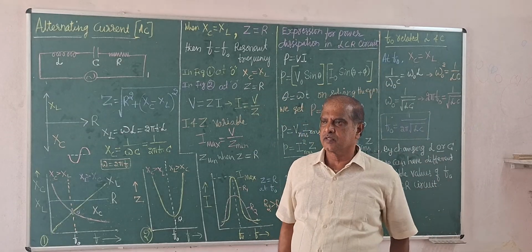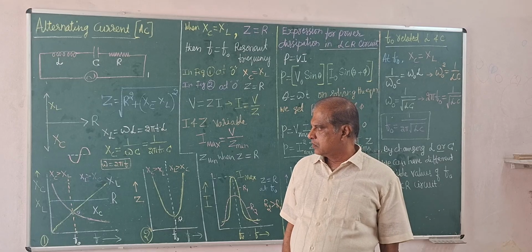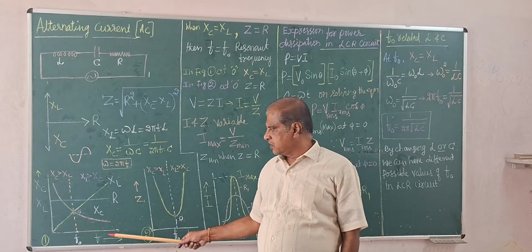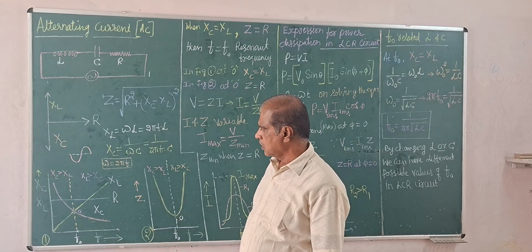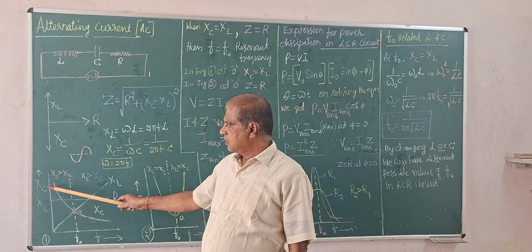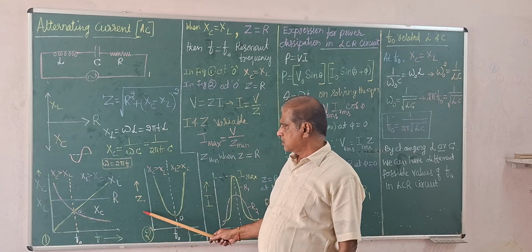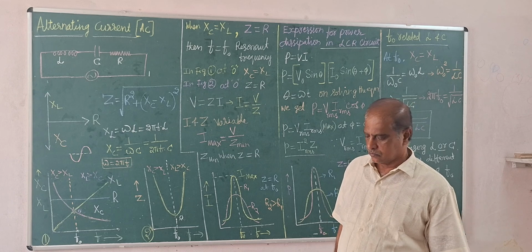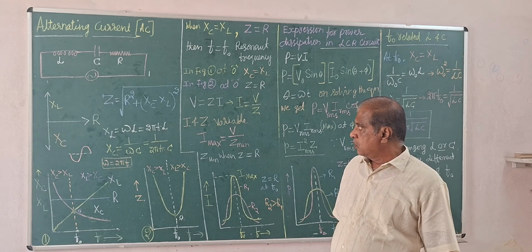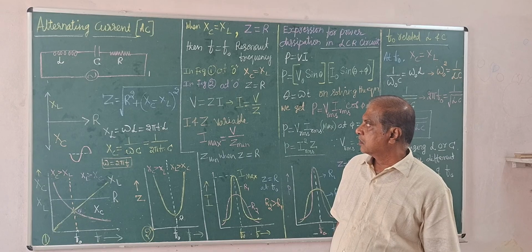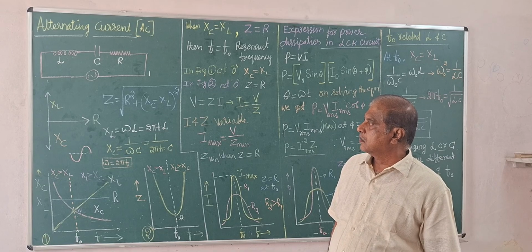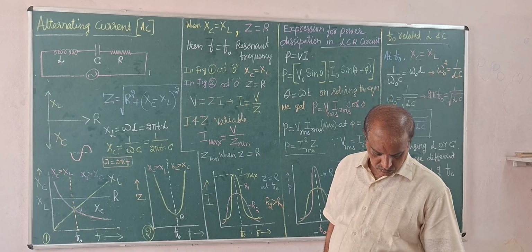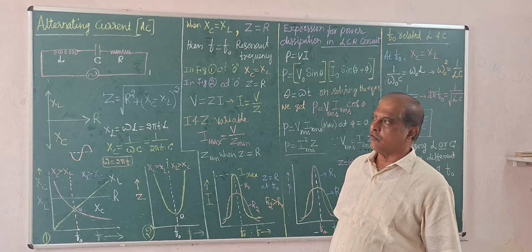As discussed in the previous session, these parameters are variables of frequency. The parameters Xc, XL, Z and I are variables of frequency. There is one more parameter of LCR, power dissipation, which is also a variable of frequency.